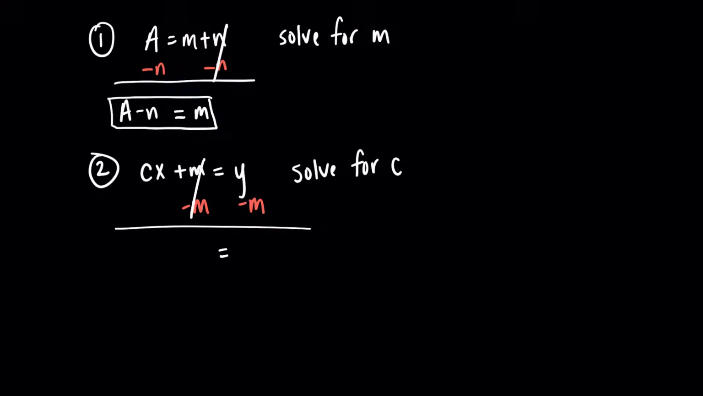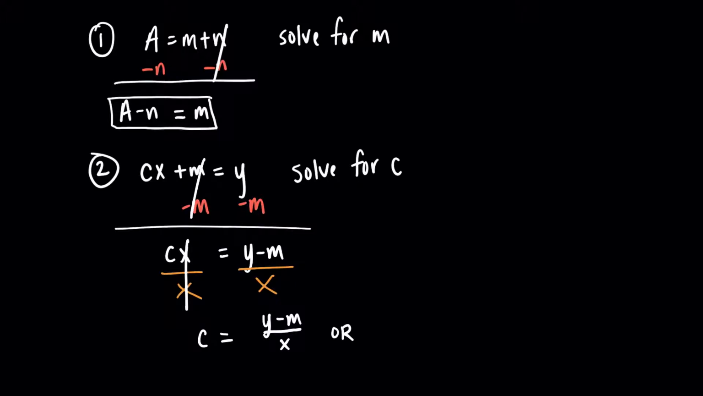So on the left, we're just left with cx, and on the right, we have y minus m. I don't know what y minus m is. It's not like a number, so I'm just going to write y minus m, because that's all I can do. From here, now you can divide by x, because we're trying to get c by itself. So divide by x. And your final answer here, when you have x over x, it's 1, so it's basically kind of nothing. It goes away. So you'll be left with c is equal to y minus m over x.